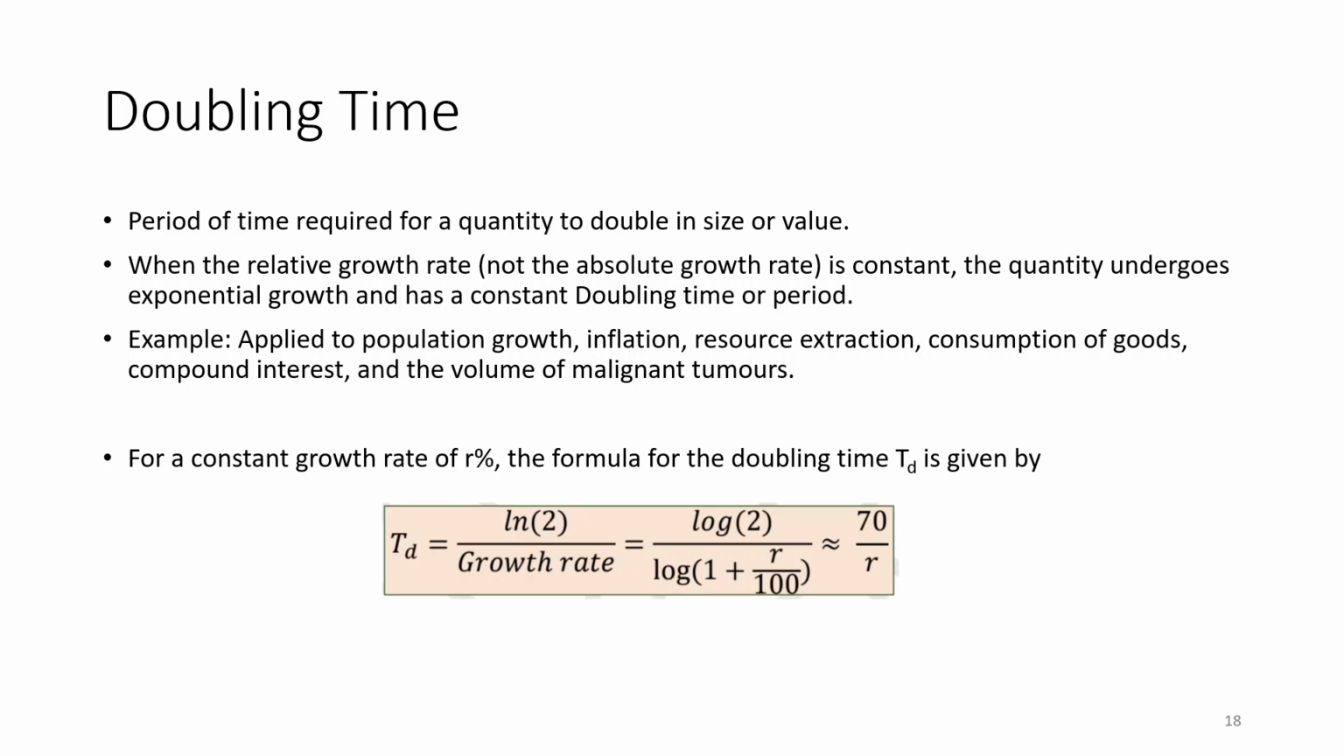And for a constant growth rate of R%, the formula for the doubling time T_D is given by ln 2 upon the growth rate. And in case of log, you can write log 2 upon log(1 + R/100), which can be approximated as 70 upon R.